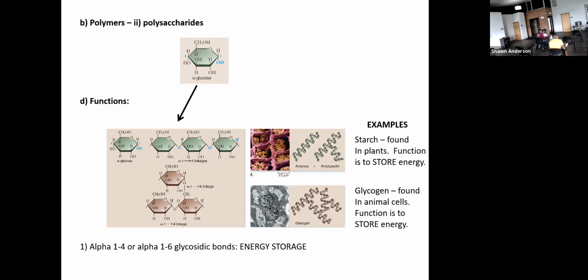We store glycogen in two main tissue types: skeletal muscle and the liver. Okay, cool.